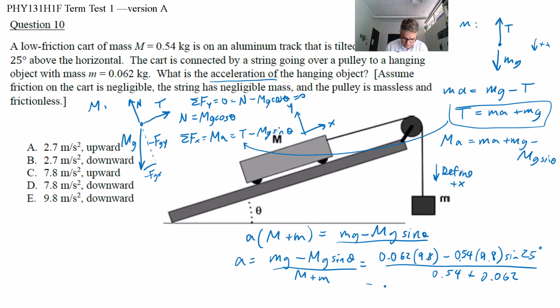So what the heck does that mean? a is equal to negative 2.7 meters per second squared. And this is, by the way, in this x direction that I've defined. So what this means is that the cart goes in the negative x direction and the mass goes in the negative x direction. And we defined for the hanging mass, positive x is down, so that means the hanging mass accelerates at 2.7 meters per second squared upward.